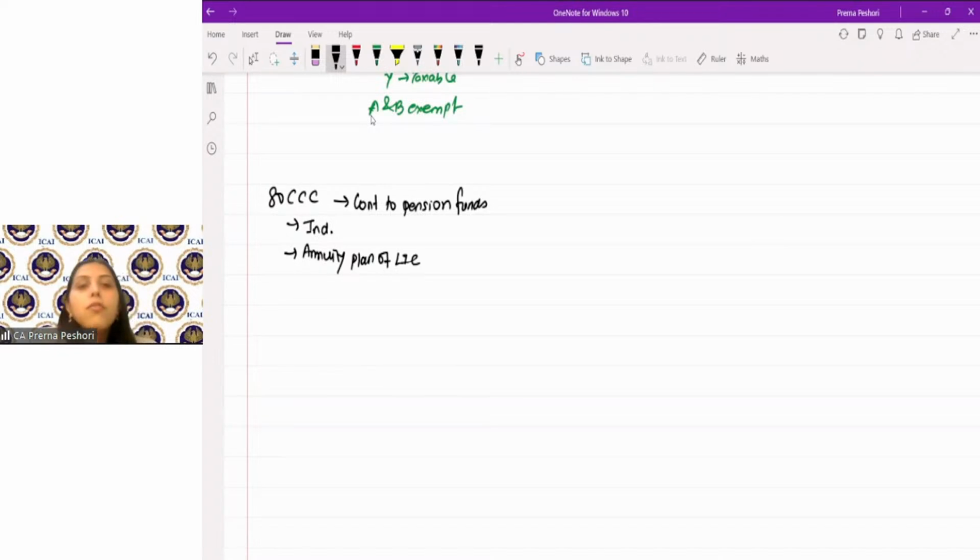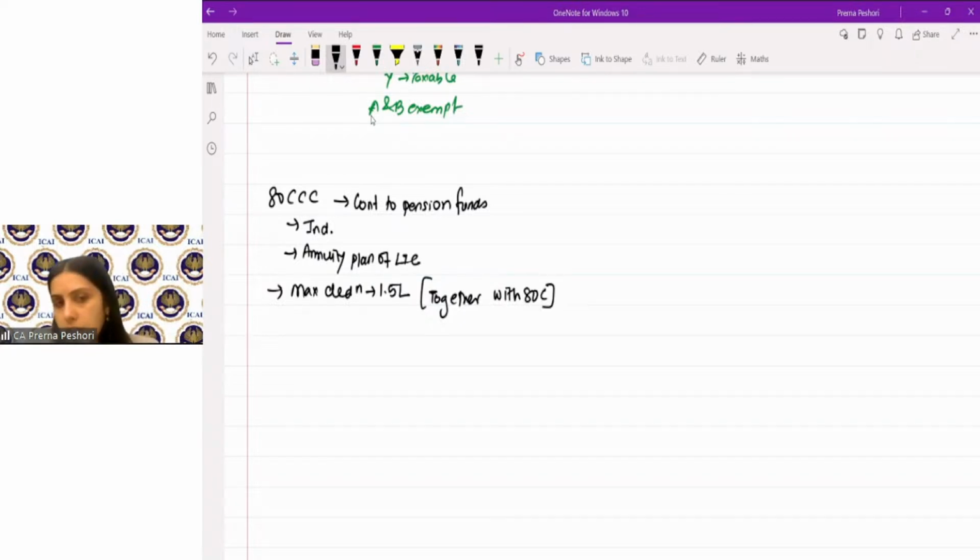Which is the pension plan of LIC. Then for receiving the pension from the fund setter, he shall be allowed a reduction in the computation of the income. Okay, are you clear? So for the annuity plan of LIC, any contribution made is allowed as deduction. The max deduction is 1.5 lakh together with the 80C. This is not over and above 80C, together with 80C, because there is an overall cap under 80CCE.